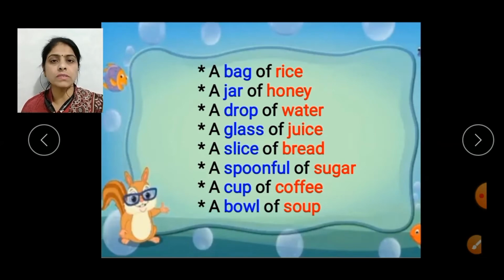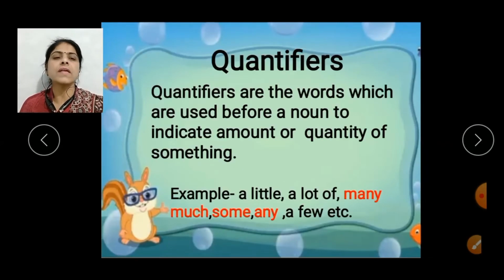Now we will learn about some quantifiers. Quantifiers are the words which are used before a noun to indicate the amount or quantity of something. And these quantifiers are used for both countable as well as uncountable nouns. There are many quantifiers which are used to describe the large quantities, the small quantities, and undefined quantities of countable and uncountable nouns, like a little, a lot of, many, much, some, any, and a few. But here we will learn the uses of many, much, some, and any. So let's move on to the next slide.